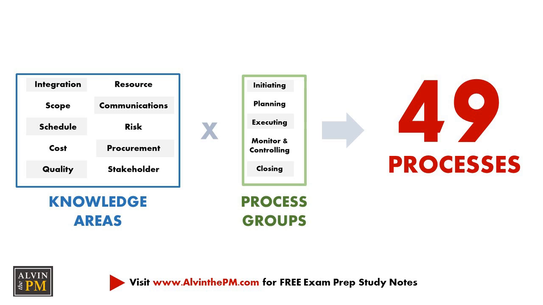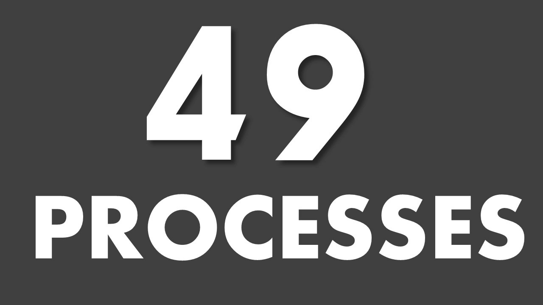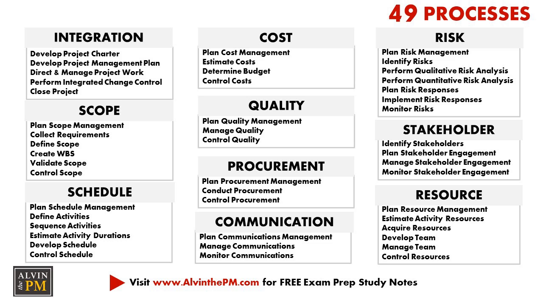So the PMBOK Guide maps out each of these knowledge areas into these 5 process groups to form a total of 49 processes. Let me pause real quick. That's right, you heard me correctly. There are a total of 49 processes that you need to understand for your exam.